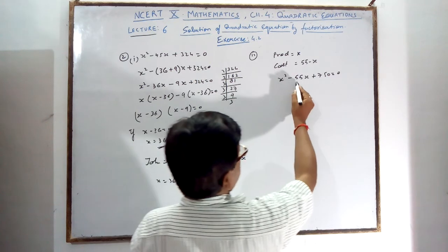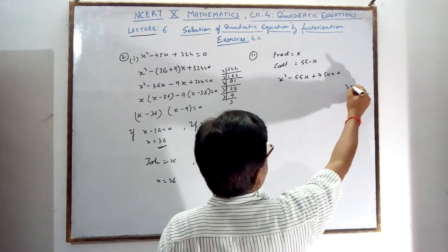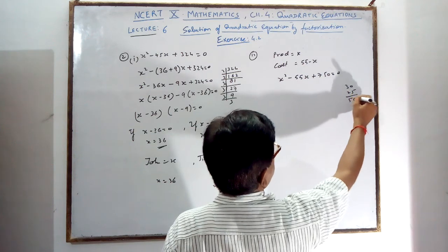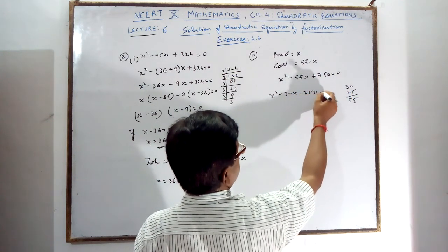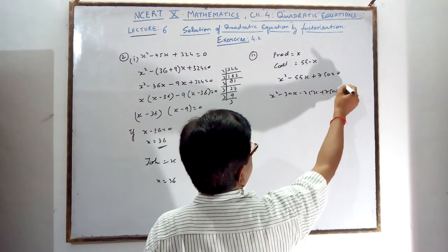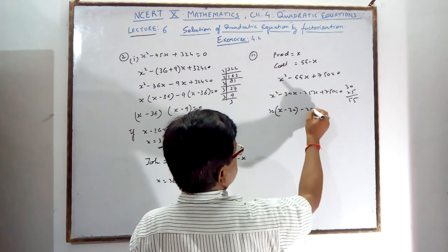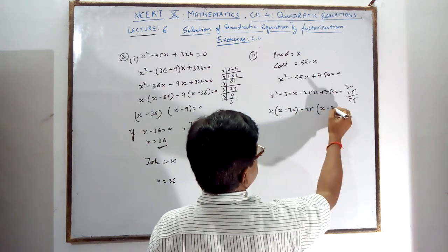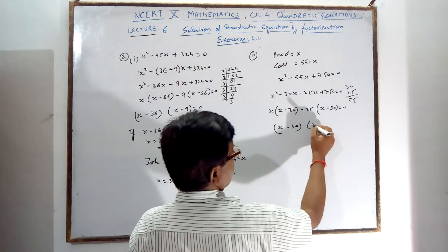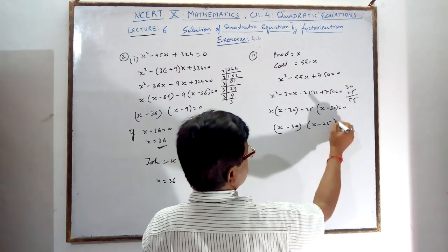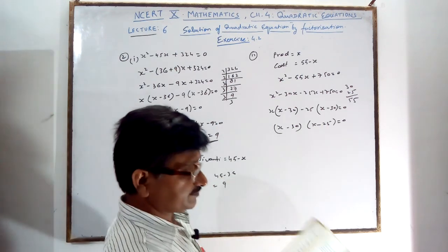How will you factorize? 25 times 3 is 75 directly, and 30 and 25 when you take, you get 55. So x square minus 30x minus 25x plus 750. So x will be common, x minus 30 minus 25 will be common, x minus 30 is equal to 0. Two factors you are getting, x minus 25 and x minus 30. Both factors you get separate.